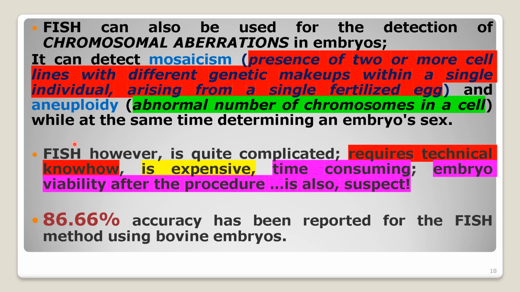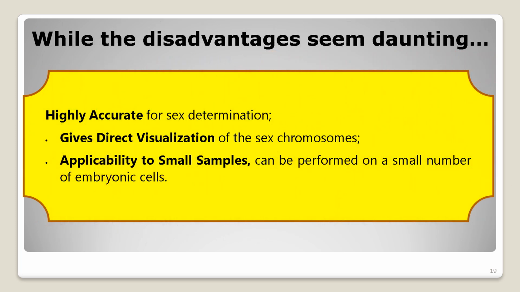The downside of FISH, however, is that it is very complicated. It requires technical know-how. It is expensive, time-consuming, and there is a danger that the embryo viability may not be good after the process. However, it is 86.66% accurate, and therefore it is good and has great applicability, especially when you are using small samples.